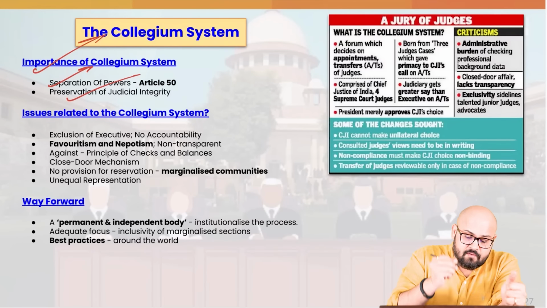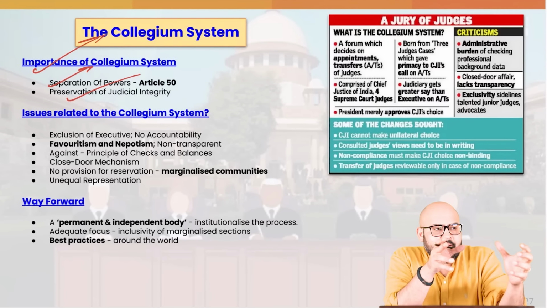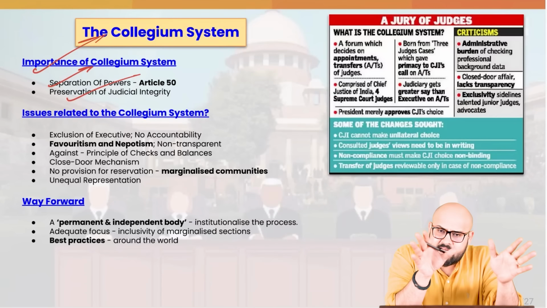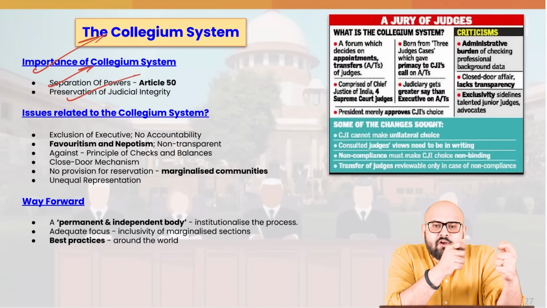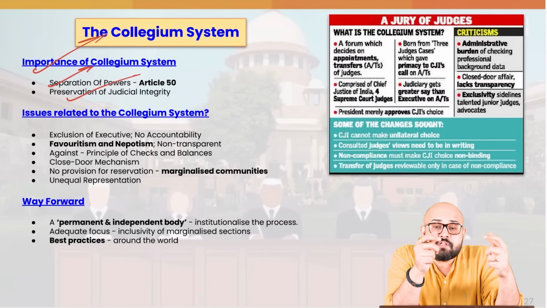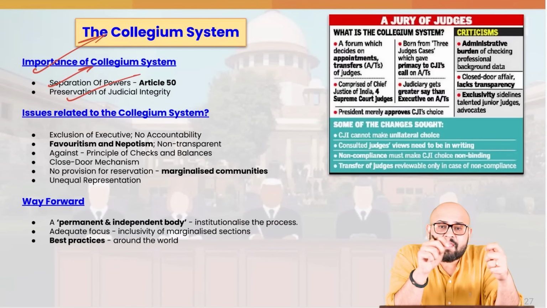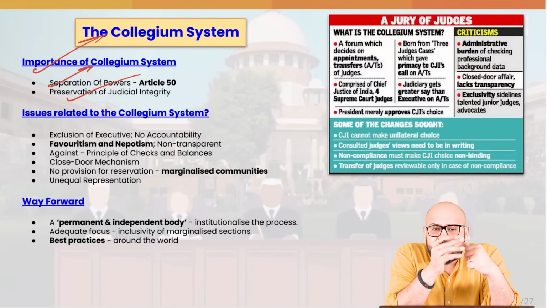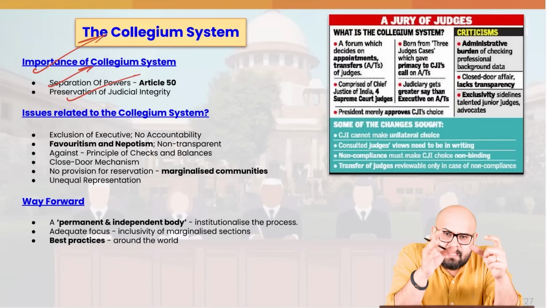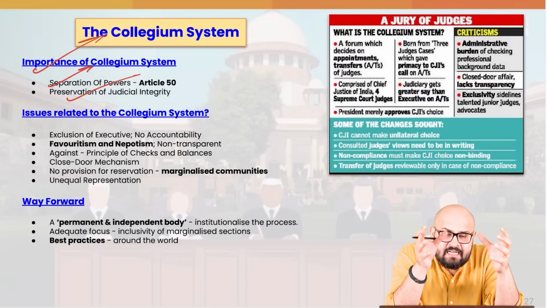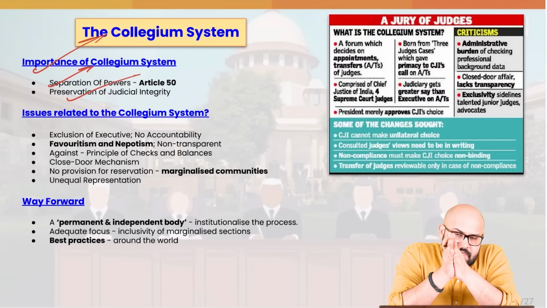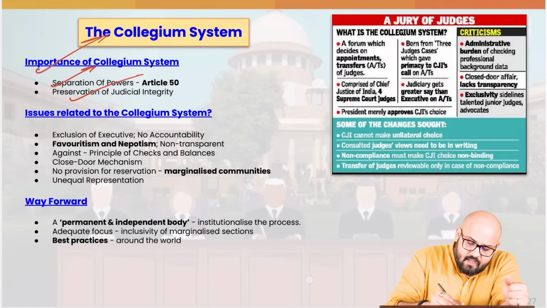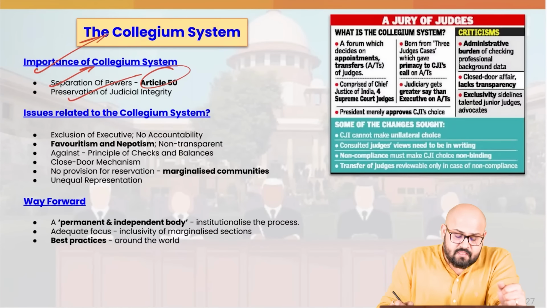Then we have preservation of judicial integrity. We have senior judges, right? They're unelected, definitely, but they have a lot of experience with respect to jurisprudence and legal acumen. So they are best placed to decide what kind of judges should join the higher judiciary. It would preserve the integrity and dignity of the higher judiciary. These are the two points. We also have Article 50, which talks about the separation of power.